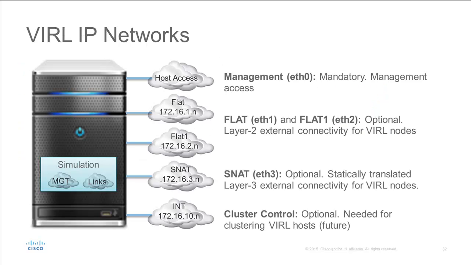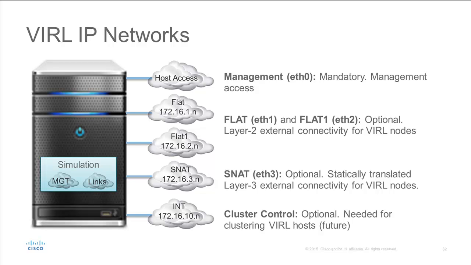So VIRL has a number of network interface cards, and those, of course, are connected to a number of different IP networks. So let's review those quickly. So the first, generally ETH0 on the VIRL host or virtual machine, is for management. This one's mandatory, and it's the mechanism that you use to connect to the VIRL virtual machine and therefore the nodes inside of it from the outside world or from any management network that you use to connect to that host. The second network interface is connected to FLAT.